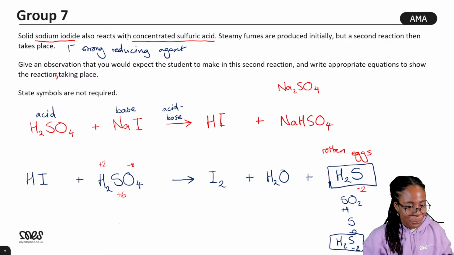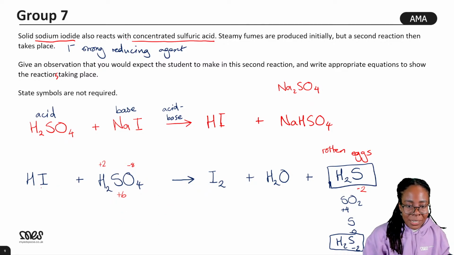Quick maths. More than that? Yes, absolutely, 8. Okay, 8 electrons have been gained, which means that we must have needed 8 iodides. So then to balance this, it becomes really easy. 8 HIs, right, to make sure that we've got enough electrons being lost. Then we can balance our I2 with 4 of those.